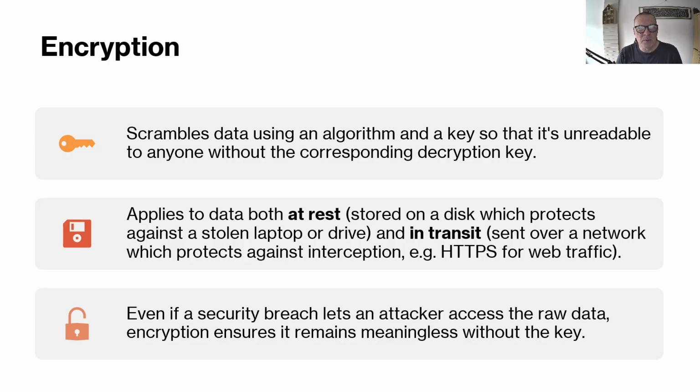Encryption. This scrambles data using an algorithm and a key so that it's unreadable to anyone without the corresponding decryption key. This applies to data both at rest, i.e. just stored data, for example on a laptop, and in transit when the data is being sent over a network, and this prevents against the security risk of interception. The data can still be intercepted, but then not understood by the person that's intercepted it. So even if a security breach lets an attacker access the raw data, encryption ensures it remains meaningless without the key.